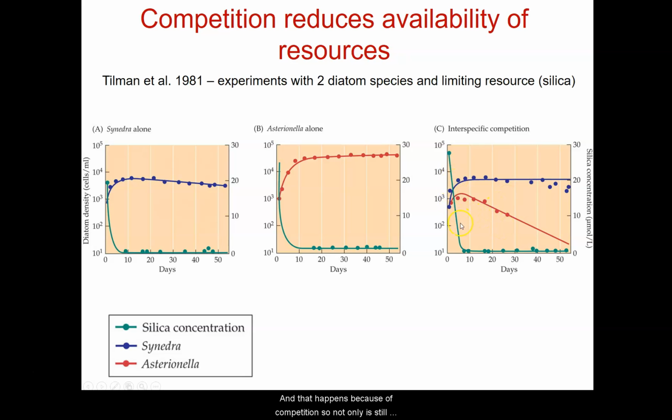And that happens because of competition. So not only is silica going down because it's a resource being used up, but Synedra outcompetes Asterionella in the same environment. So let's look at the overall effect. First of all, clearly Asterionella is crashing, so they go extinct. Synedra reaches a maximum growth rate, but cannot grow anymore because there's no silica. But it also reaches its growth rate much slower than it did before. And that's because it's using energy to compete with the Asterionella.